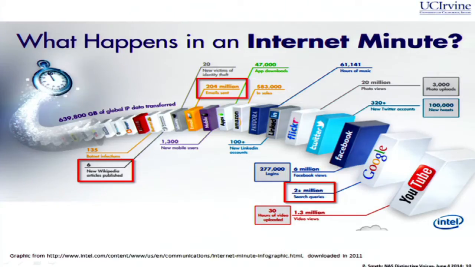Wikipedia articles. So, 6 new Wikipedia articles per second getting published. That's a lot of knowledge being added, publicly available, that potentially computer algorithms could mine for information or students could use. 2+ million search queries. We'll see some examples of those in a few minutes. Again, there's a lot of interesting information you can glean from search queries that you might not initially think about.